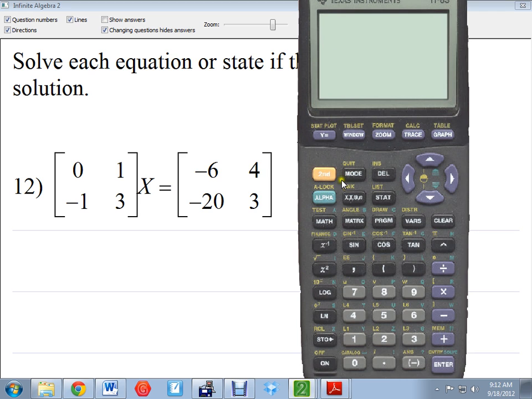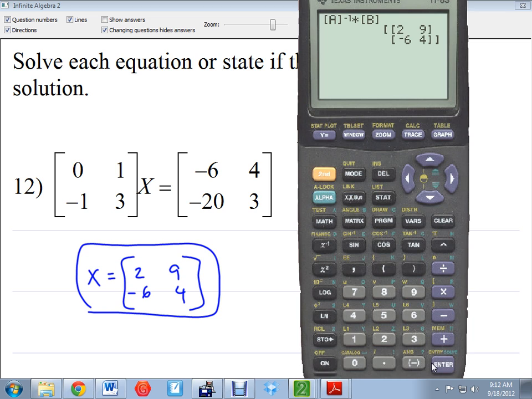Remember, we are doing the calculation matrix A inverse, which is the negative 1 power, times matrix B. And this will be the calculation. That would be 2, 9, negative 6, positive 4. So X is equal to 2, 9, negative 6, 4. And this is the solution to this. You could do that by hand, but it takes a lot longer to do it by hand than to do it with the calculator.